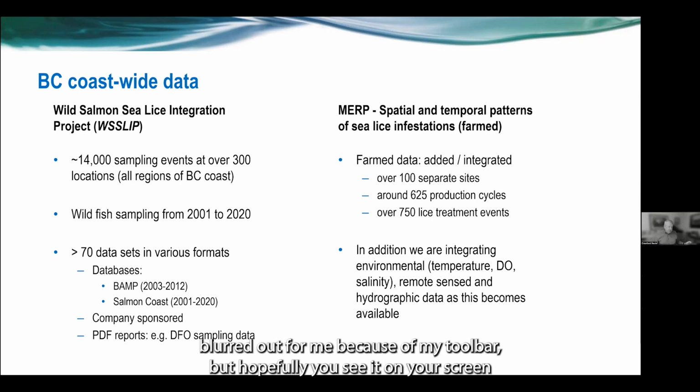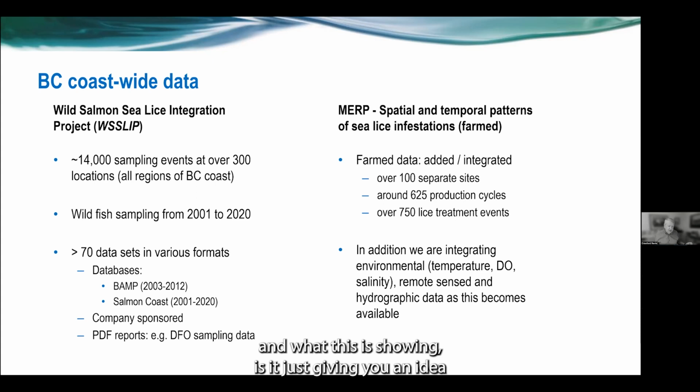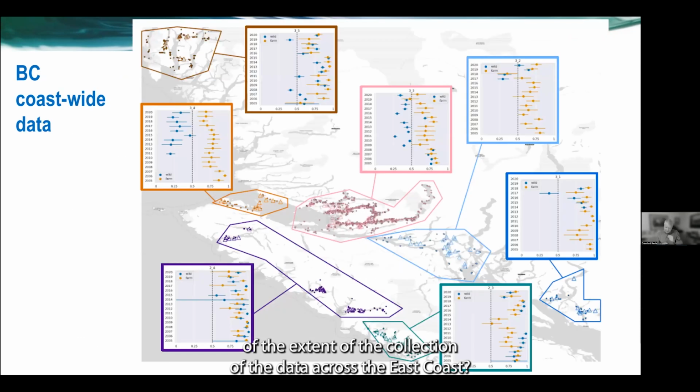It's a little bit blurred out for me because of my toolbar, but hopefully you can see it on your screen. And what this is showing is, it's just giving you an idea of the extent of the collection of the data across the BC coast. So you can see all of the 7 main DFO zones, as they were called. Now, of course, zone 2.4 has been divided into 3 separate zones, but at that time they were using this kind of general grouping of 2.4 on the west coast of Vancouver Island.